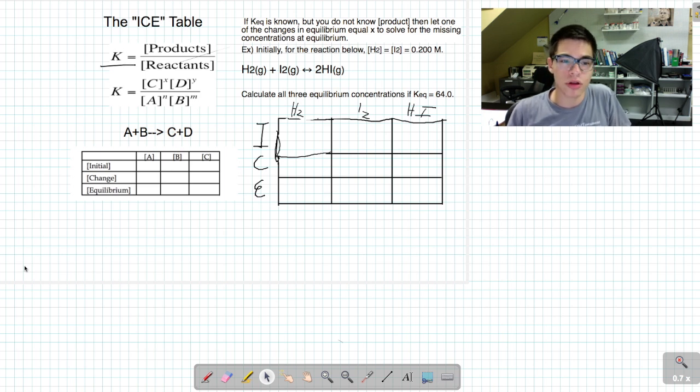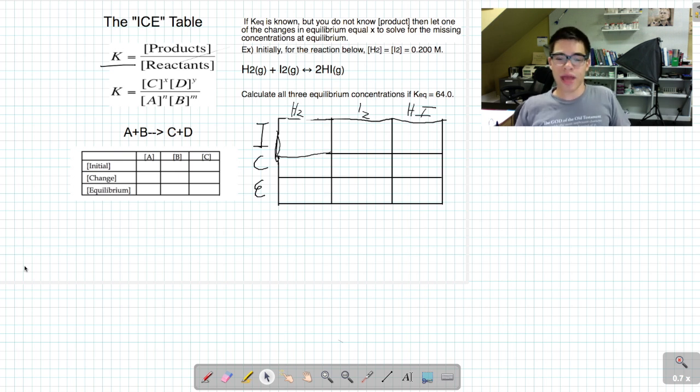In today's video we're going to learn how to use an ICE table. So thus far we've been talking about equilibrium, and the equilibrium constant K_eq, defined as the ratio of the concentration of products divided by the concentration of reactants.